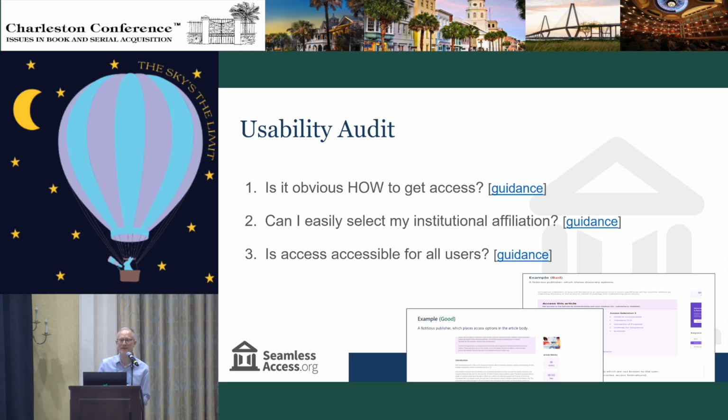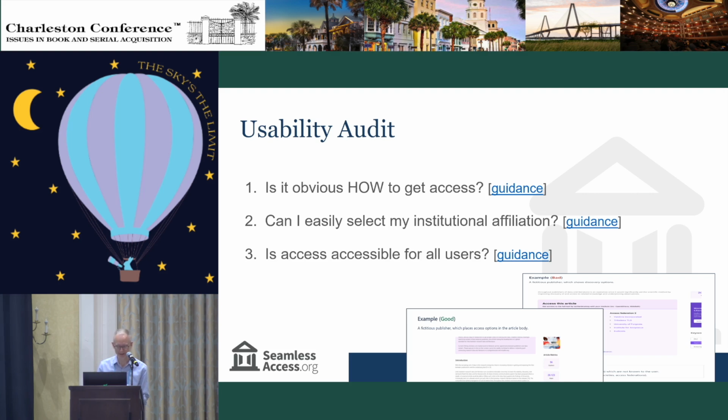So the first one is about the usability of your access experience. Our first usability category is whether it's obvious how to access a paywalled resource. So for example, is the primary access option clearly distinguished from other options? Are there a maximum of 3 alternative access options with additional ones progressively disclosed?